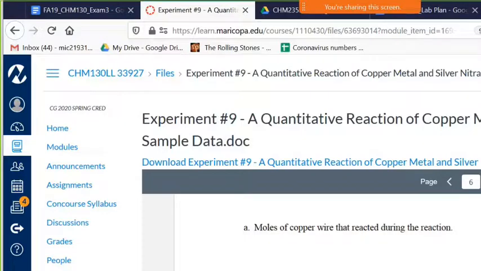And then to get the moles of copper wire that reacted, so that's grams. How do you convert grams to moles? You would need moles over grams, periodic table. The molar mass for copper is 63.5. Hey, look at that, 63.5. So 0.13 divided by 63.5 should be 0.002.